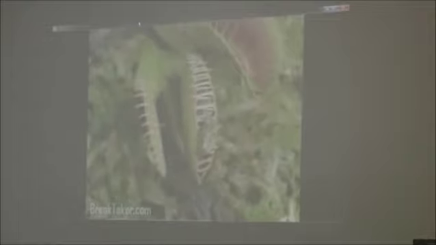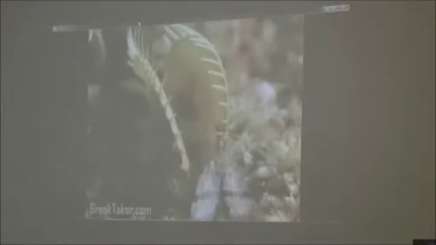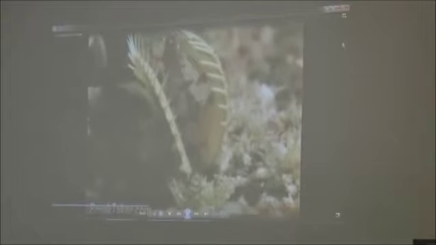Fly traps. Did you ever imagine that a plant could devour such large creatures? Poor little dog.